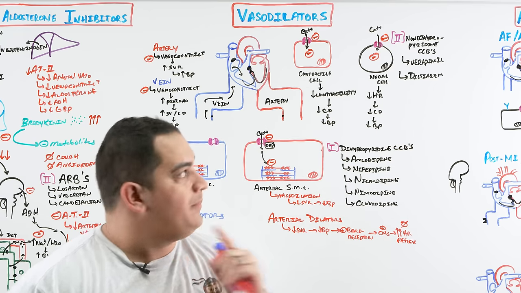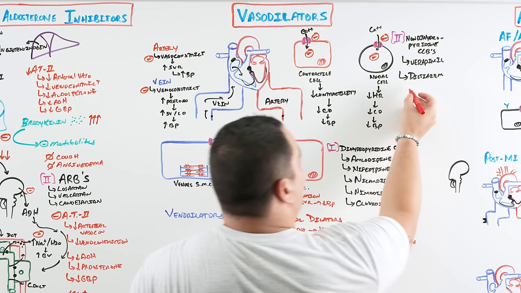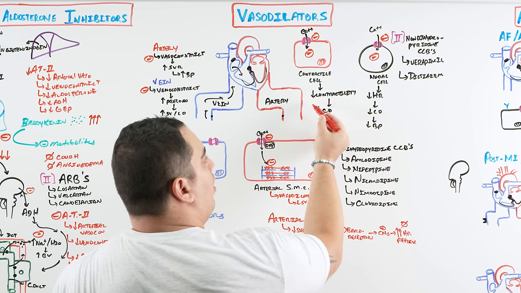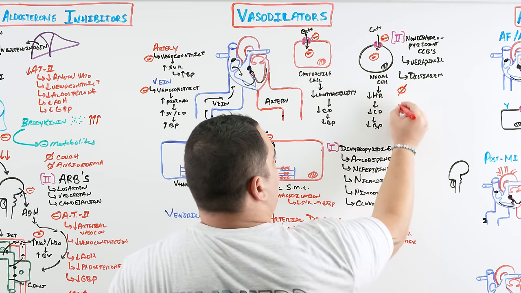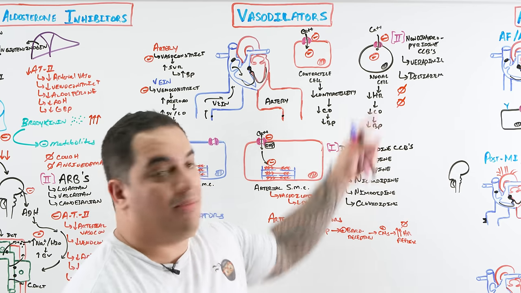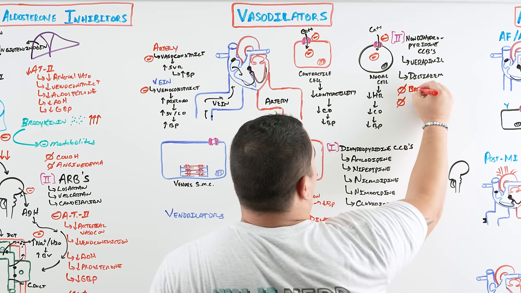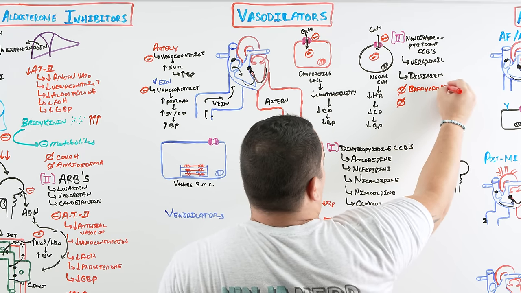Here's the other thing that's important to remember. Because these drugs primarily work on the heart, there are two adverse effects you have to watch out for that are super obvious. One is that it can drop the heart rate. Because of that, you want to watch out for any types of bradycardia, because this can actually drop the patient's heart rate.